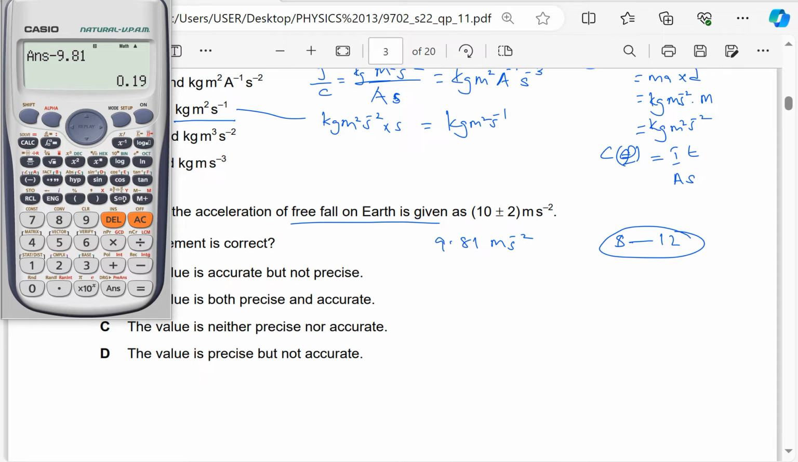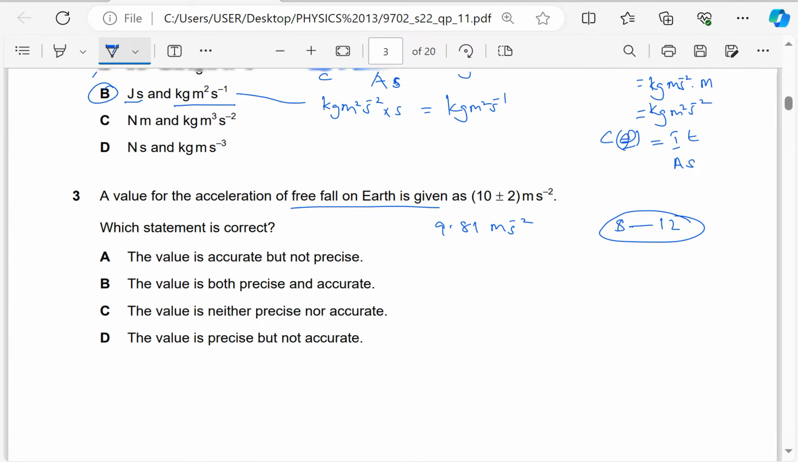So the range is approximately 0.2. That is the range. So I can say that the value here of 10.10 plus or minus 2 is going to be accurate because it is close to 9.81, but it is not going to be precise because the range is approximately 0.19 meters per second squared. That is a big range.